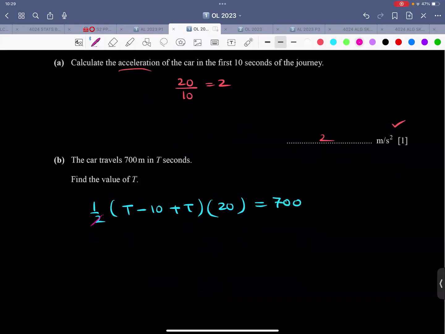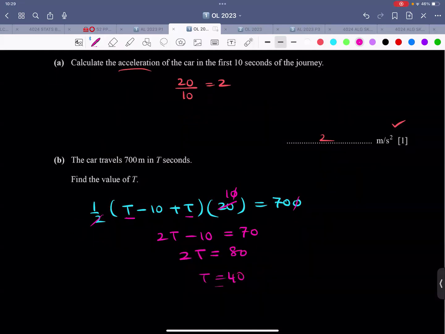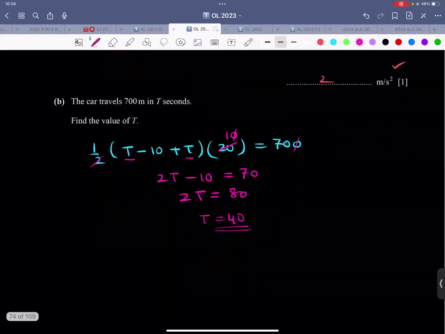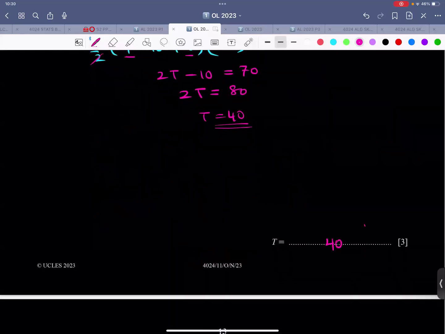Now, 2 ones are, 2 tens are. This 10 and this thing will also cancel. So therefore, this is t, this is 2t minus 10 equals 70. 2t equals 80. Therefore, t comes out to be 40. That is what we are looking for, the value of t. So t is 40. Make sure to write it over here.